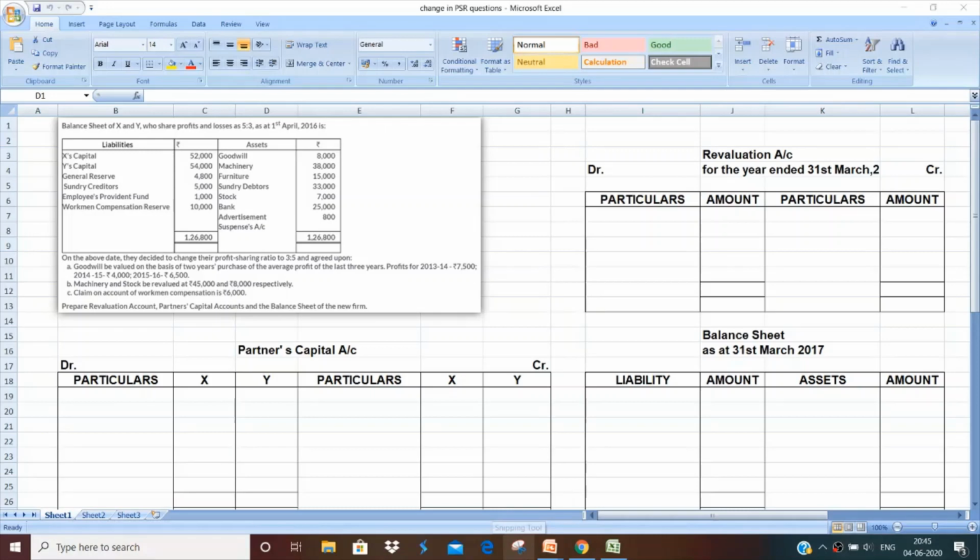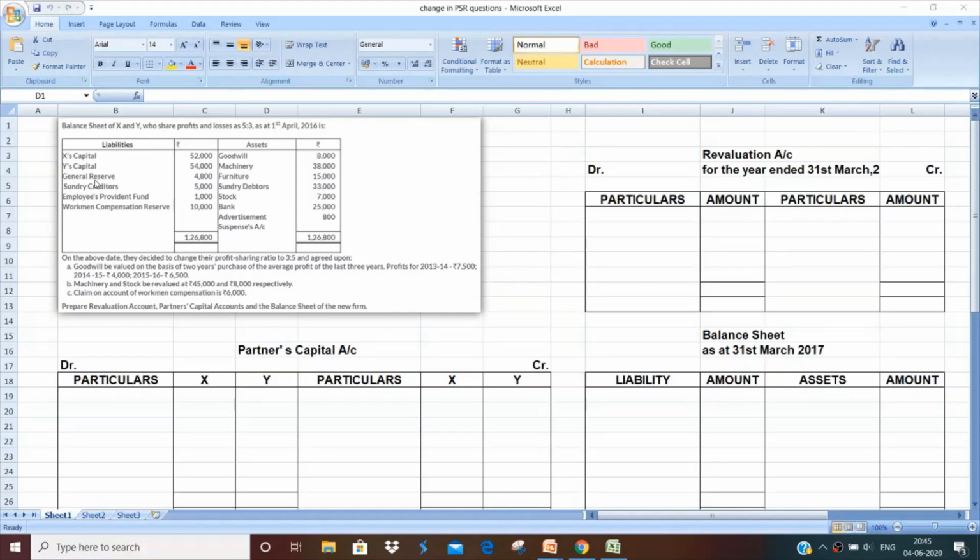Okay, so we'll solve the question step by step. The balance sheet of X and Y, who share profits and losses as 5:3, that is the old ratio, as at 1st April 2016 is given to you. Now, if you look at the balance sheet, a lot of items are given and you need to identify, as I already told, the reserves and accumulated profits and losses.